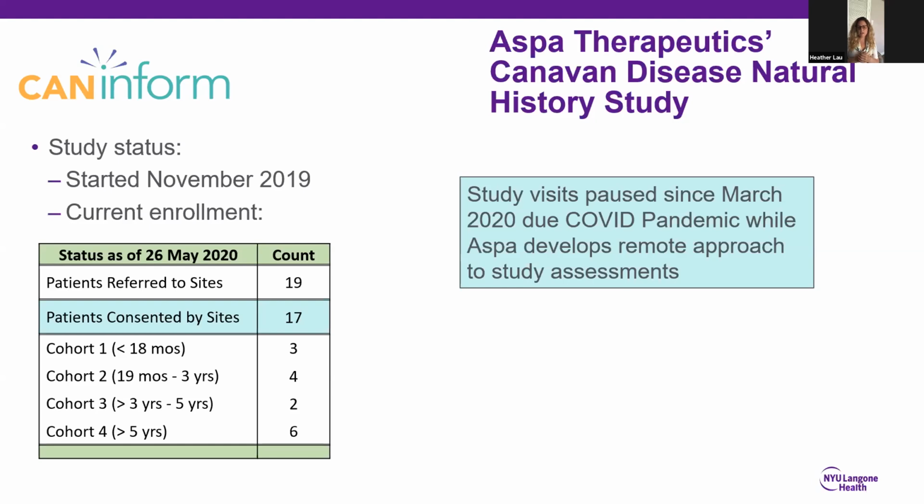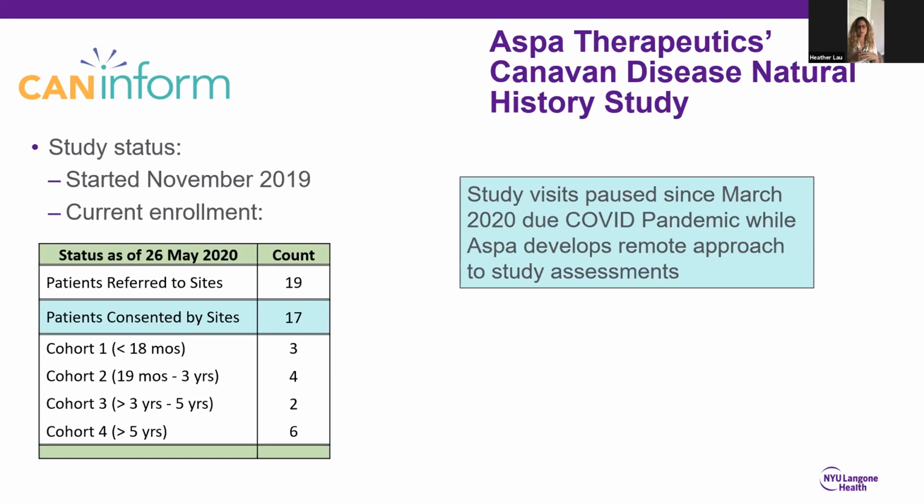ASPA is fully funded, retrospective and prospective. So what's really rich about this trial is that they're trying to not only capture the historical data of children at different ages, but also to follow them forward. And so this was started officially in November 2019. And as of May 26th, we have 19 patients referred to various sites, 17 of which were consented.